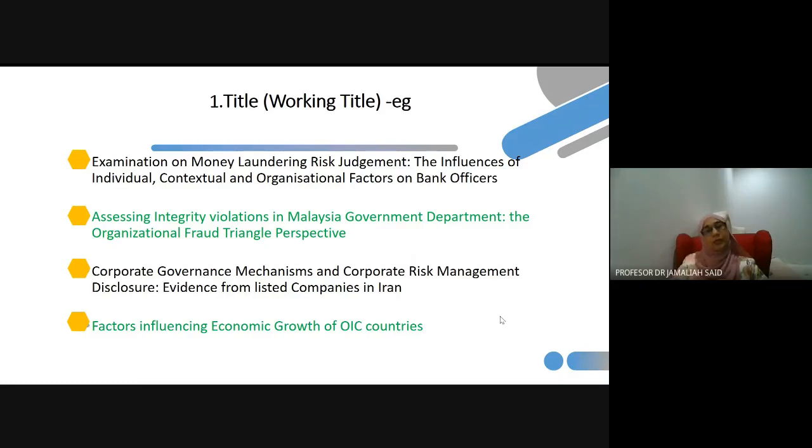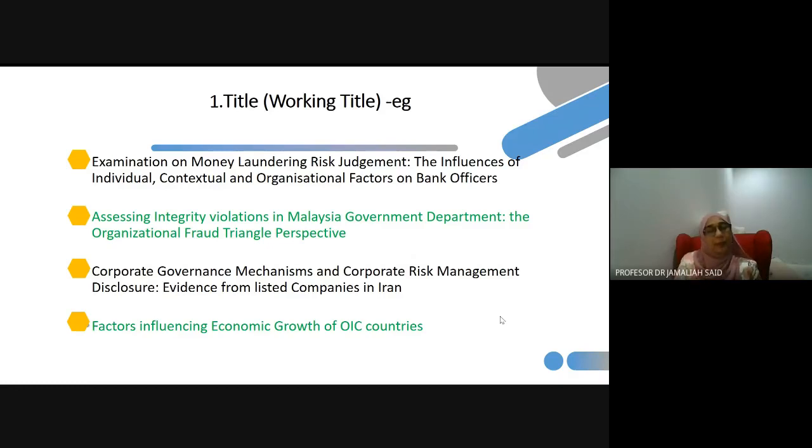So what is the setting of the study? Malaysian government. So cause, effect, and sample. And it's not very long. Normally I would say less than 17 words is just nice, but the shorter, the better for a title.